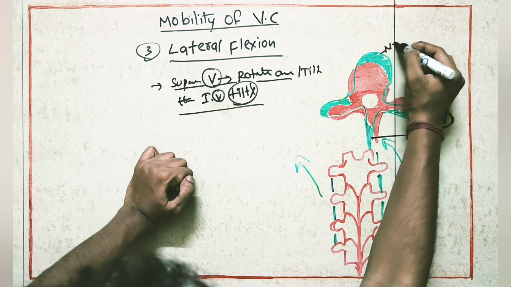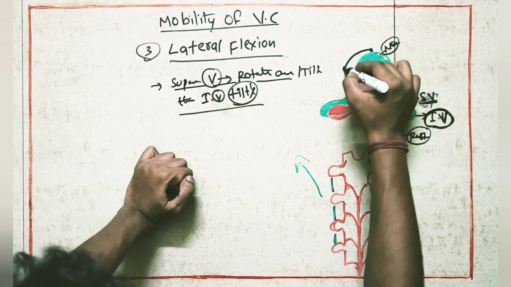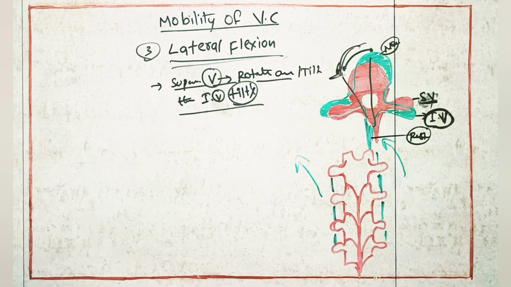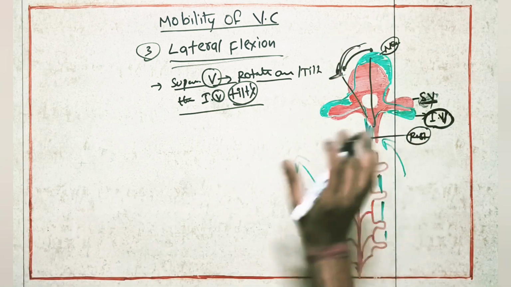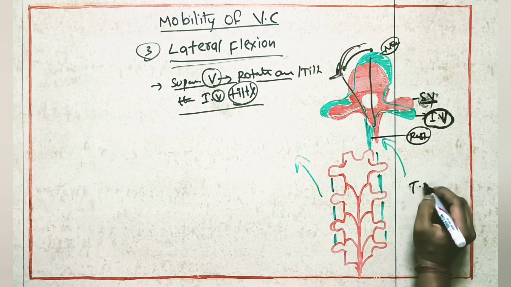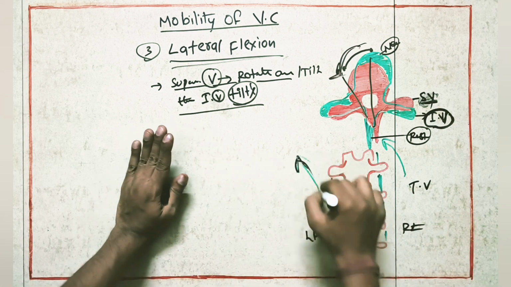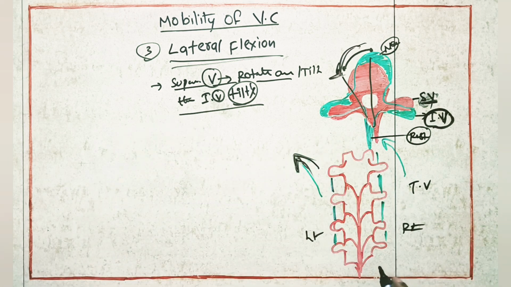This is the neutral position, green color. From this neutral position, the red color vertebra is tilted and rotated. This is nothing but lateral flexion in superior view. Suppose you see it in lateral view, this is our thoracic vertebra. Suppose this is right side, this is left side. If the patient is doing side flexion, what will happen?